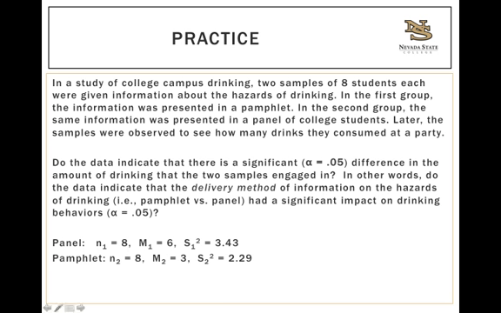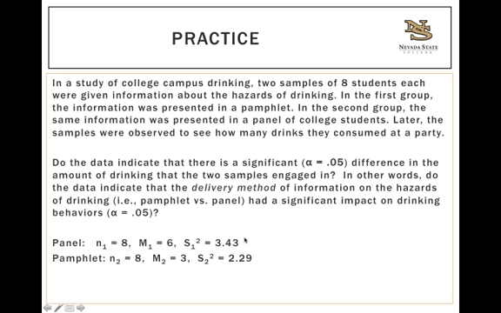Okay, so this is what the sly RA found. So for the 8 participants who had the panel, they drank on average 6 drinks. That's a whole heck of a lot, you guys. So that's a little crazy. So maybe the panel backfired. We don't know. And then we found that they had a variance of 3.43.